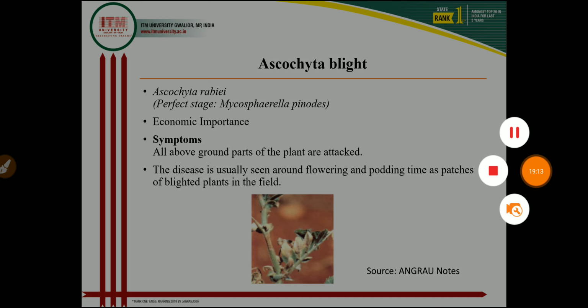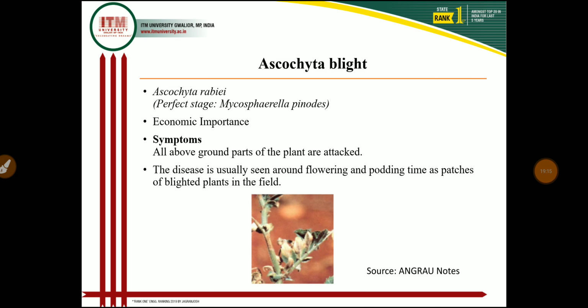Then the next disease is Ascochyta blight, and Ascochyta blight is caused by Ascochyta rabiei, and the perfect stage is Mycosphaerella pinodes. This is one of the most important diseases in gram, and almost 10 to 15% crop loss occurs due to this disease. The disease is mostly prevalent in the Maharashtra and Madhya Pradesh region, and in these two states the disease is present almost every year.